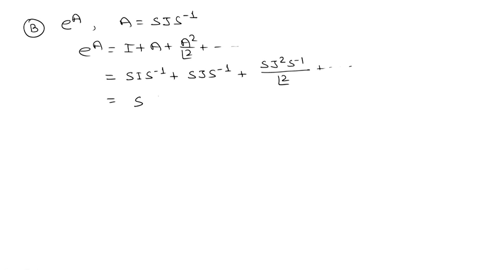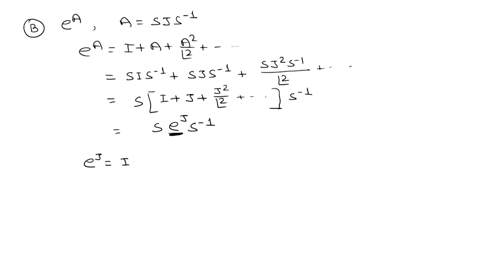So, this I can write as S times (I plus J plus J square upon factorial 2 plus and so on, the infinite series) into S inverse, and this will become S into e raised to power J into S inverse. Now, how to calculate this e raised to power J? Again you know that e raised to power J can be written as I plus J plus J square upon factorial 2 and so on, and you know how, if J is given, to calculate J square and various powers of J.